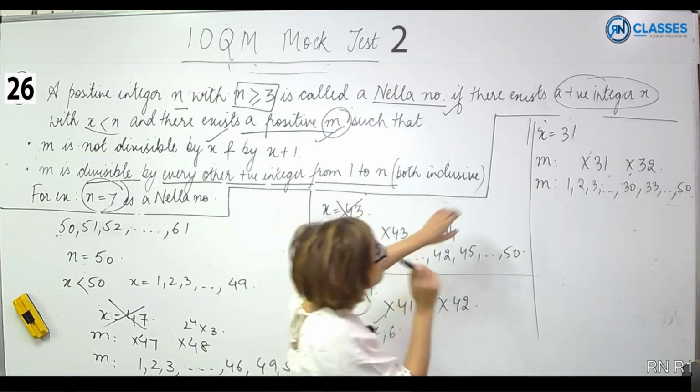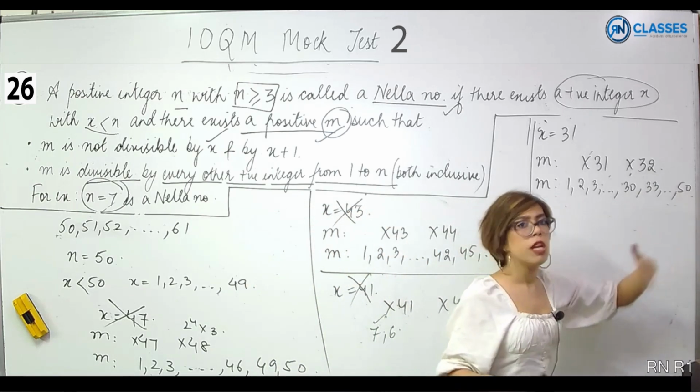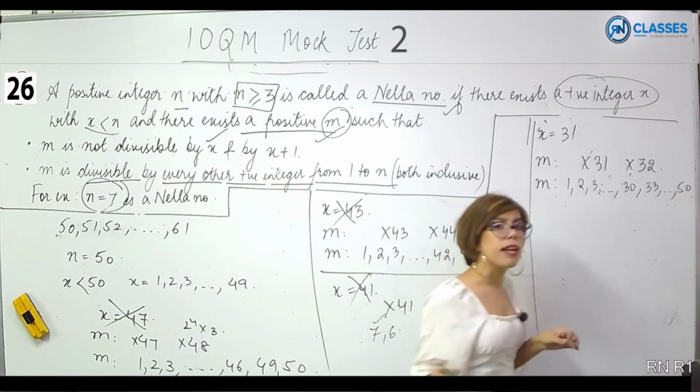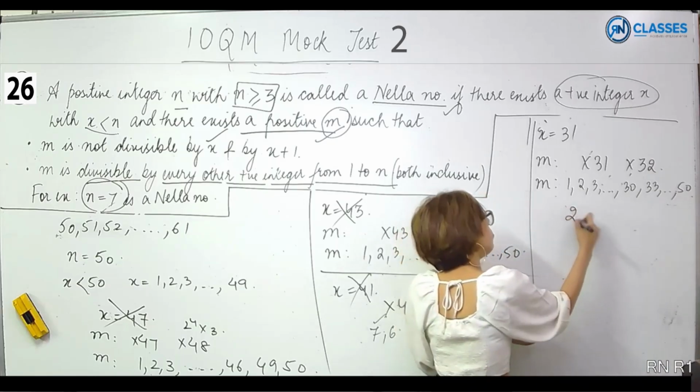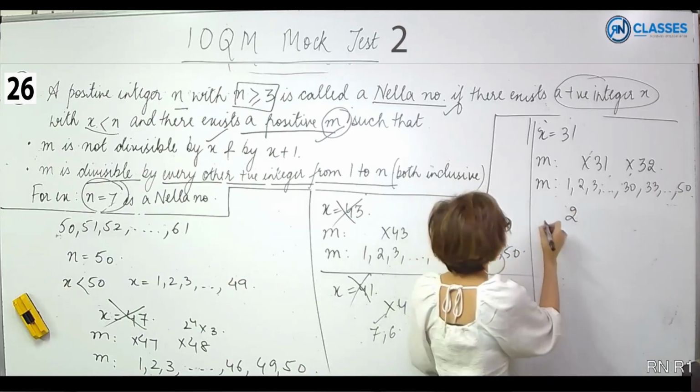So what I'll do is, M is divisible by all of these. So let me write the LCM. Now, LCM I can write in terms of prime factors, right? So 2 part would be there, 3 part would be there, 5 part would be there, and so on.